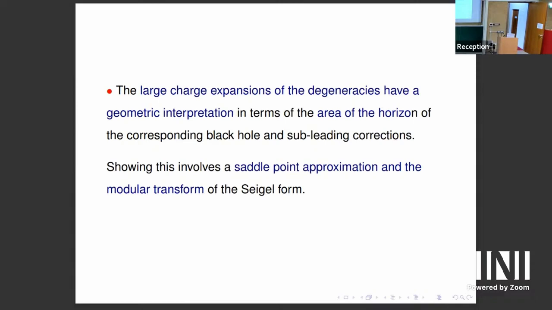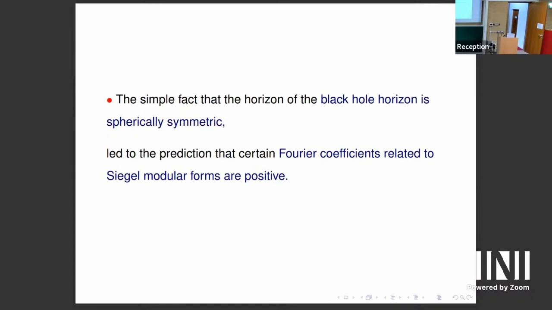And the simple fact that the black hole horizon is spherically symmetric led to a prediction that Fourier coefficients related to certain modular forms are positive. And this is of course yet to be developed even further.